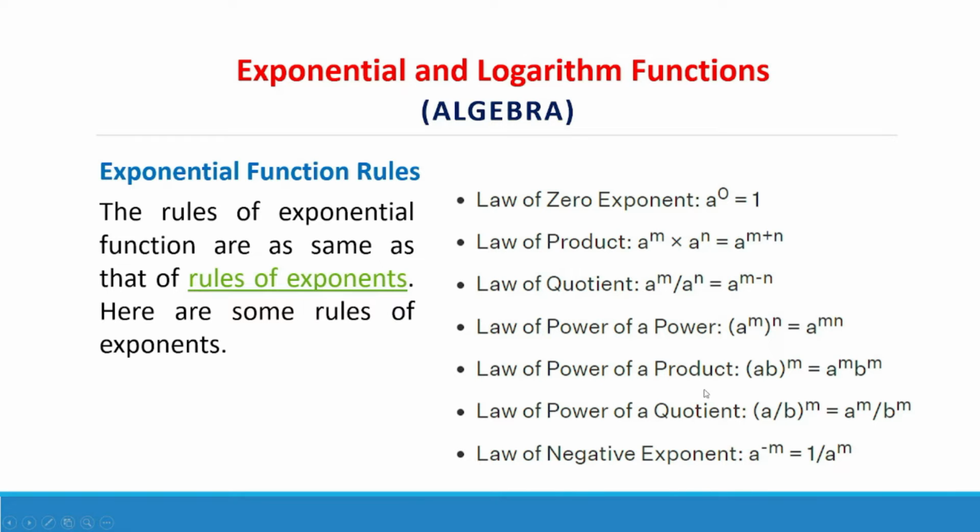Law of power of a product: (a times b) with exponent m is equal to a exponent m times b exponent m. Law of power of a quotient: (a over b) with exponent m is equal to a exponent m divided by b exponent m. And law of negative exponent: a exponent negative m is equal to 1 over a exponent m.